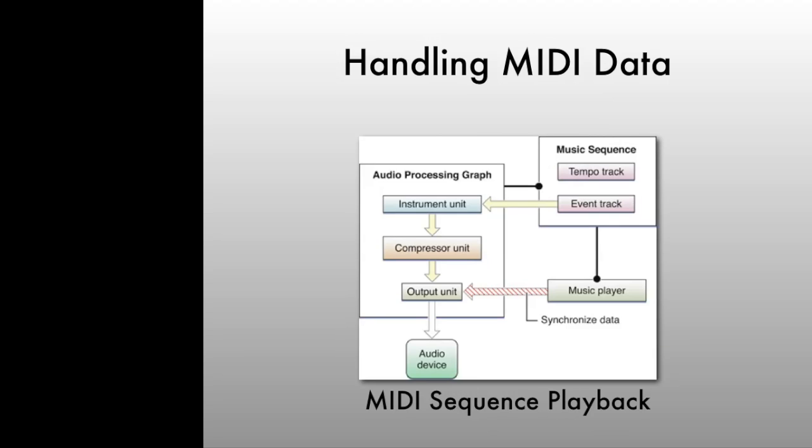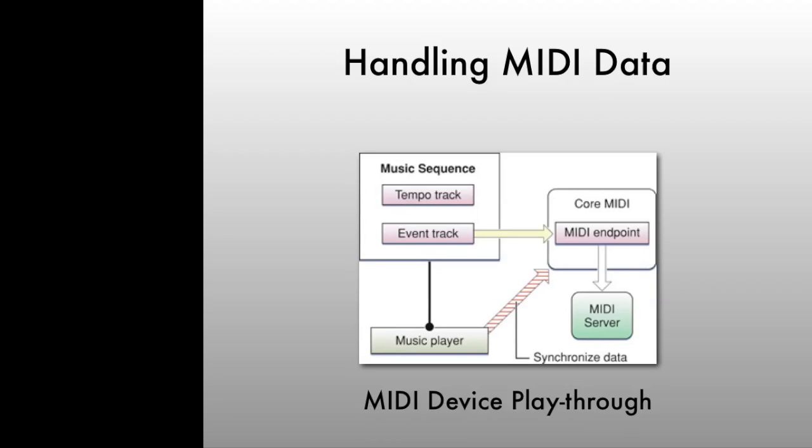So MIDI sequence playback is basically just parsing a MIDI file and looking for event data and clock data, and then running it through any of your audio processing graphs if you want to add instruments and effects on those instruments, and then playing it through an audio device, or actually saving out the MIDI playback to a file that you could, say, burn to a CD.